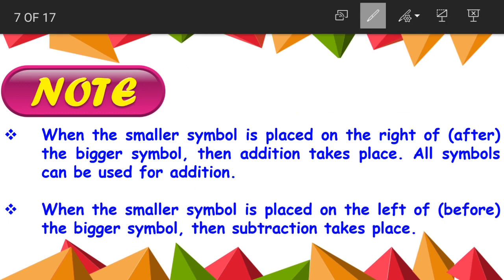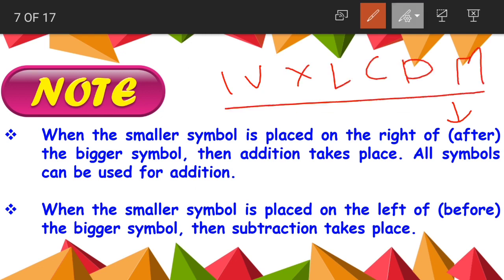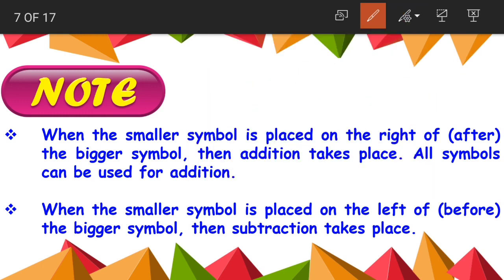What do we mean by all symbols here? I, V, X, L, C, D, M. I am repeating these symbols again and again, children, so that you will remember them. Repeat with me: I, V, X, L, C, D, M. You have to remember these symbols in the same order.